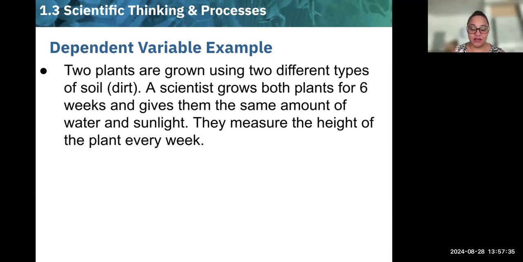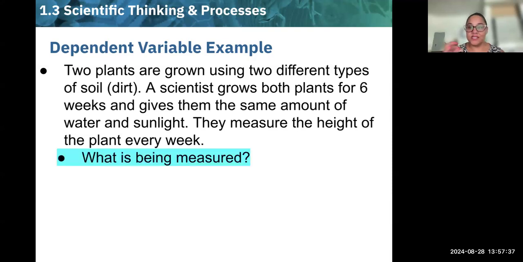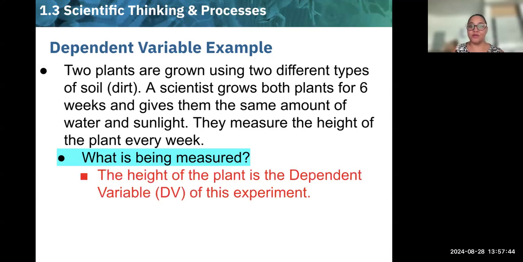So like we just said in our slide, what is being measured? And it says right there, they measure the height of the plant every week. So the height of the plant is considered the dependent variable of this experiment. You're going to see questions like this a lot over the next couple weeks, this week and next week. I'm going to give you an experiment and you have to pick out the variables. We're going to do them in your Kahoot. They're going to be on your Check for Understanding quiz, and eventually they will be on your chapter test.